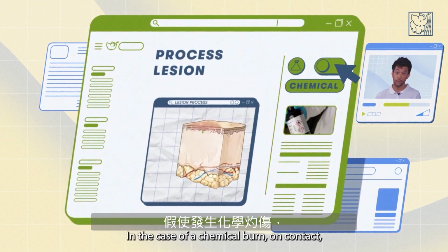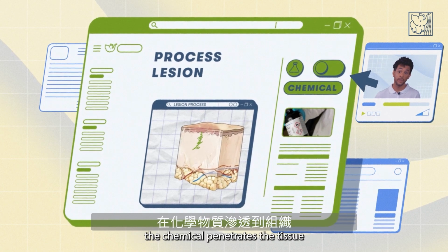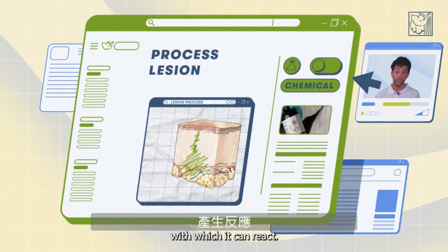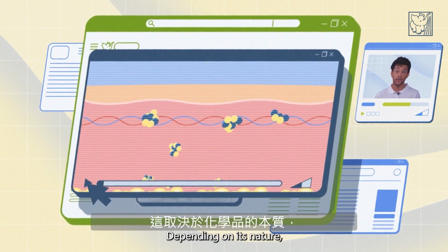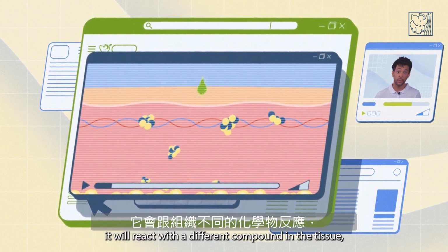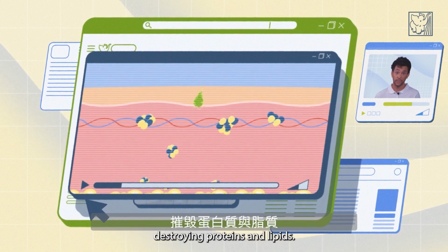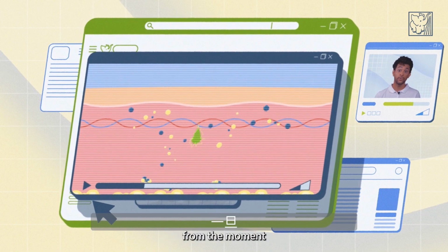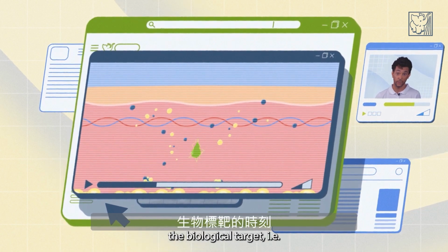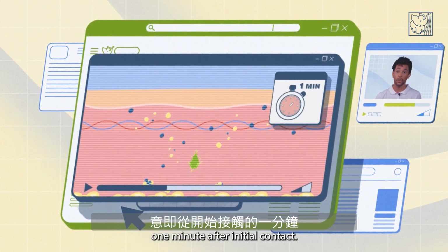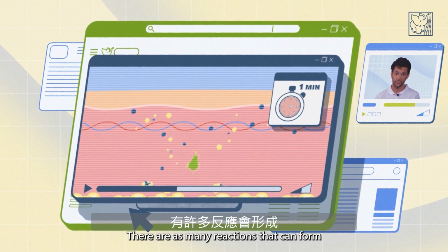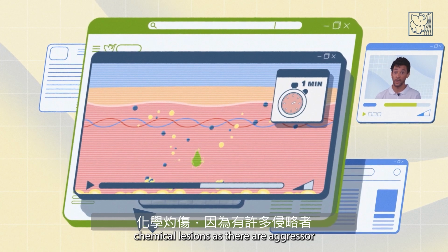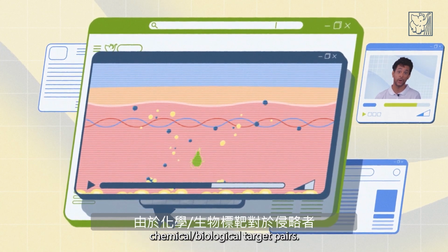In the case of a chemical burn on contact, the chemical penetrates the tissue until it reaches a biological component with which it can react. Depending on its nature, it will react with a different compound in the tissue, destroying proteins and lipids. The chemical burn will occur from the moment the chemical reaches the biological target, which means 1 minute after initial contact. There are as many reactions that can form a chemical lesion as there are aggressor chemical and biological target pairs.